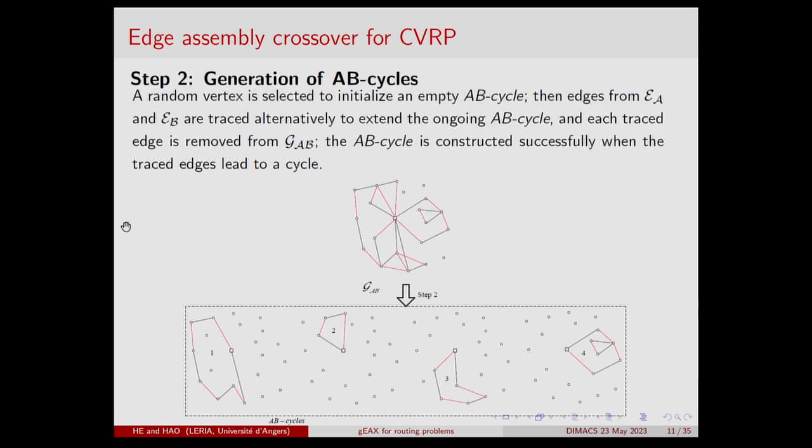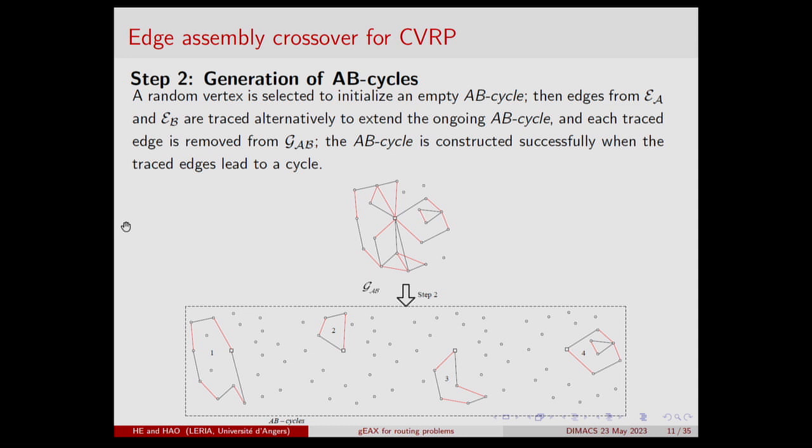In this joint graph, we can easily find the degree of each vertex is an even number. The degree of this vertex is 2, and it's also 2, and it's 4. And we can also find that half of the edges come from solution phi A, and the other half come from solution phi B. This property can guarantee that all edges in G_AB can be partitioned into several AB cycles completely.